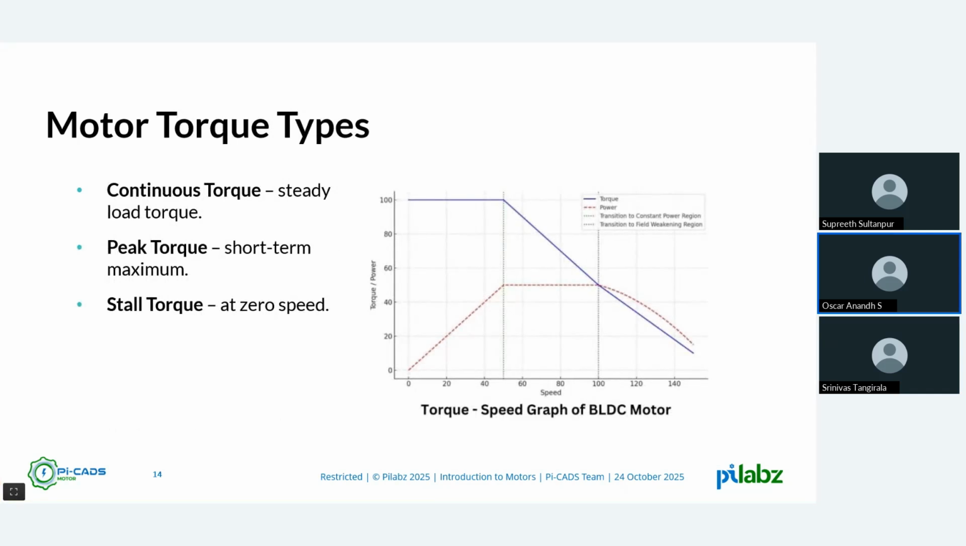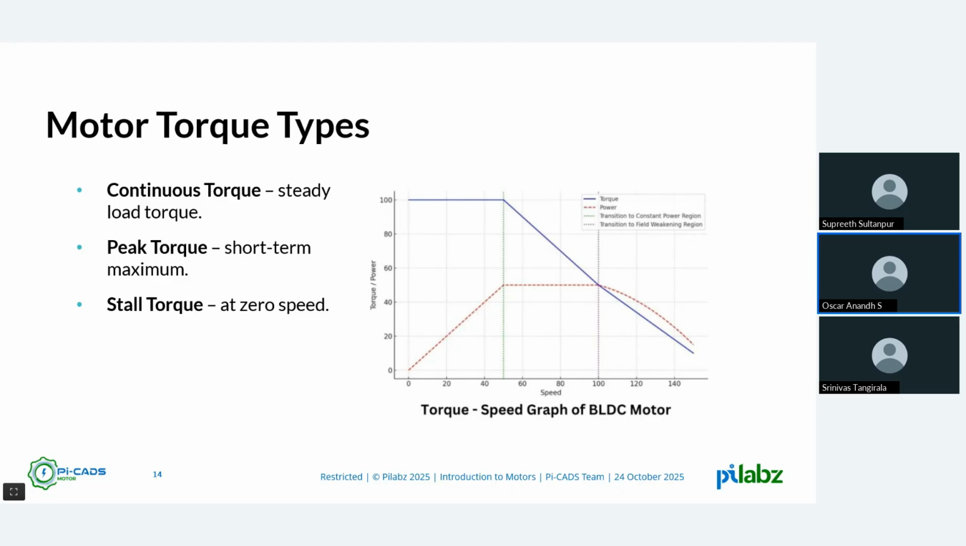And now we will see the motor torque types. A motor can produce different types of torque depending on how long and how much load it handles. Let's go with continuous torque. This is a steady torque that the motor can safely deliver continuously without overheating. It represents the motor's normal working torque during regular operation. For example, when a scooter is cruising smoothly at 40 km per hour, the motor provides continuous torque to maintain that speed.